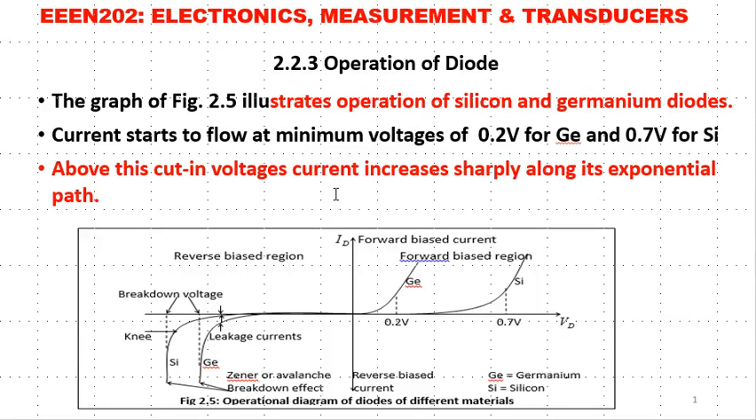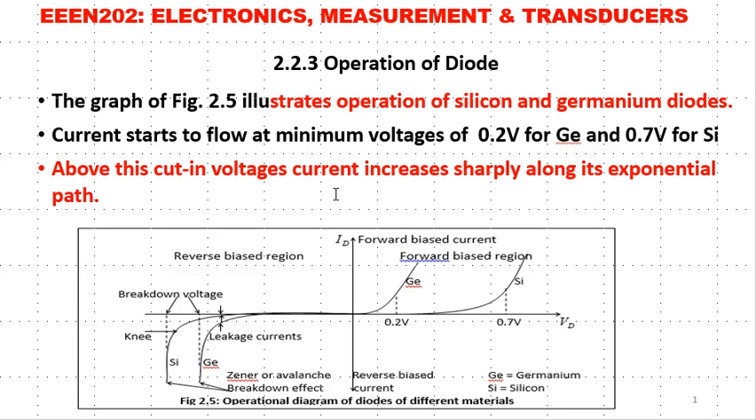We are all welcome back to our lecture number 3 on electronics engineering, that is EEEN202, which deals with 3 aspects: electronics, measurements, and transducers.